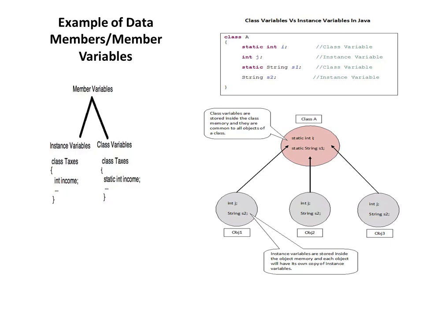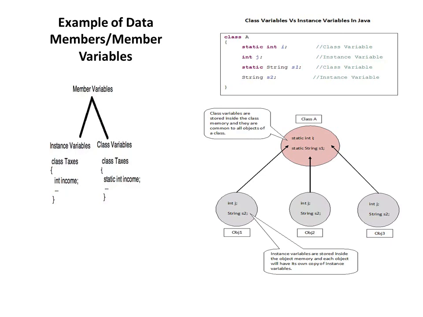So coming to the example, instance variable: Texas is the name of the class. income is a variable of type integer and it is not prefixed with static, so this is the instance variable. And in the class variable example, int income is prefixed with the keyword static. Therefore, we can say that here income is the class variable or a static variable.